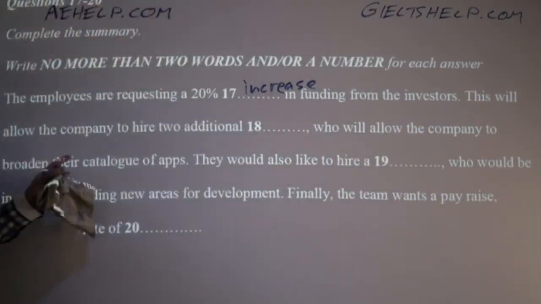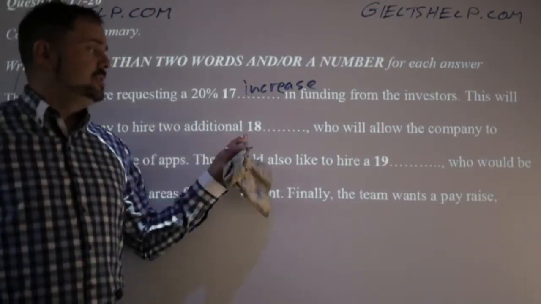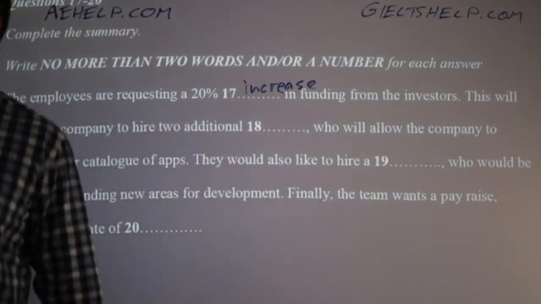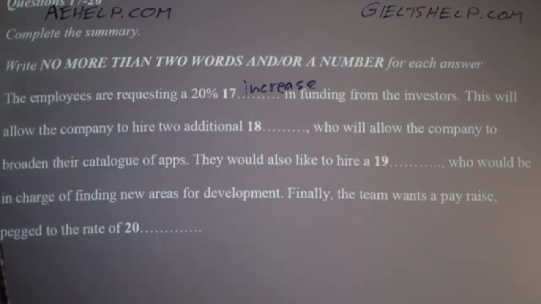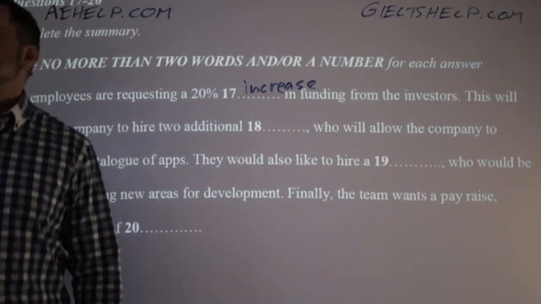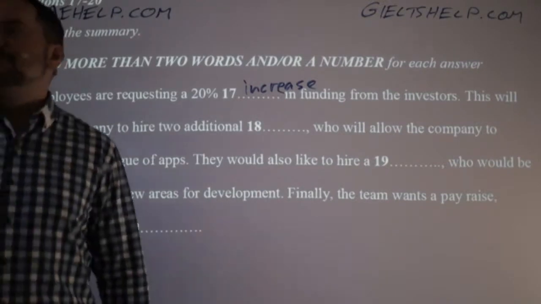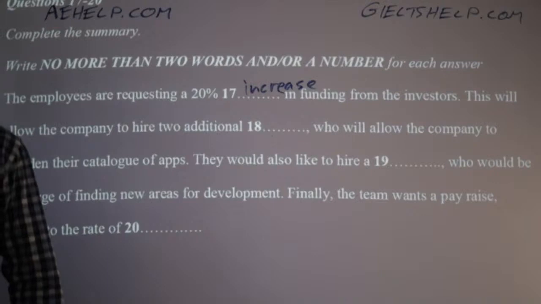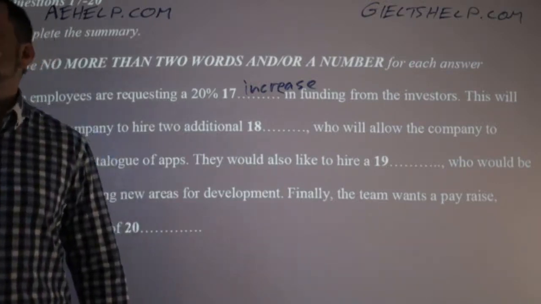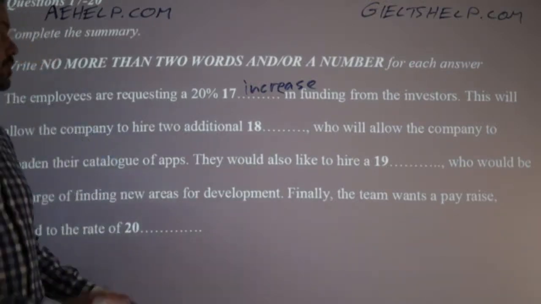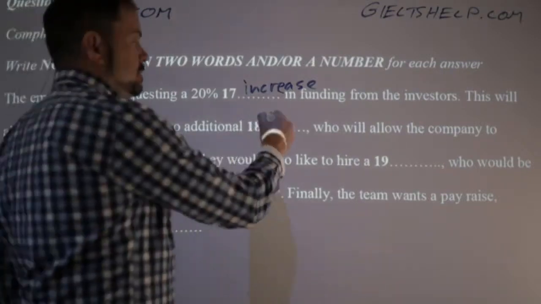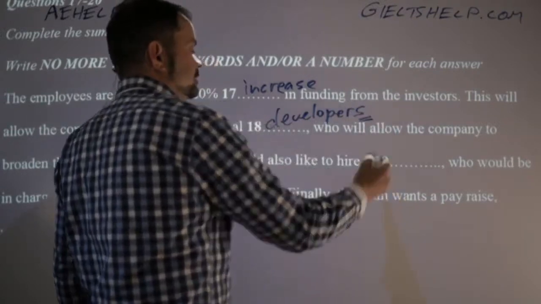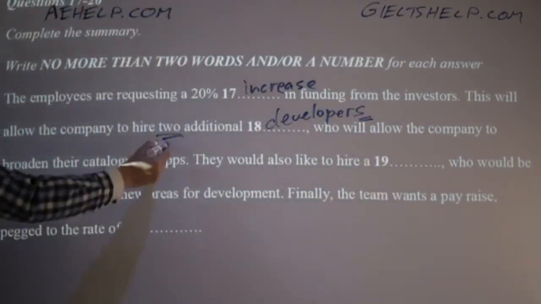This will allow the company to hire two additional... what? Okay. Not best friends, Pawan. What will it help them hire? Two additional. Arda says developers. Naveen says developer. Has to be plural here, students, because it's two. Two additional developers. Okay. S, two, very important.